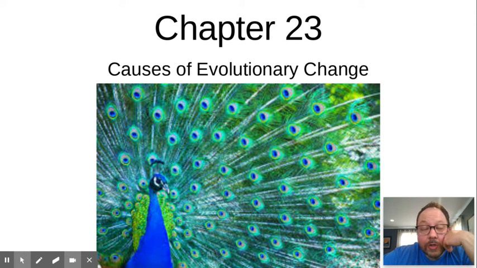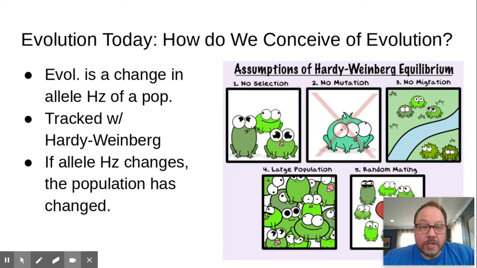So, in this lecture, we're going to look at chapter 23 and see how it is that populations change. Darwin put forward the idea of natural selection, that nature influences who survives and reproduces and who doesn't, but there are other mechanisms that allow populations to change. So, we're going to look at how populations change today.